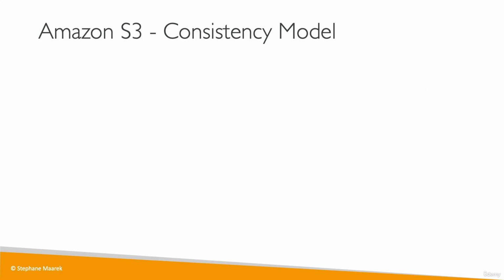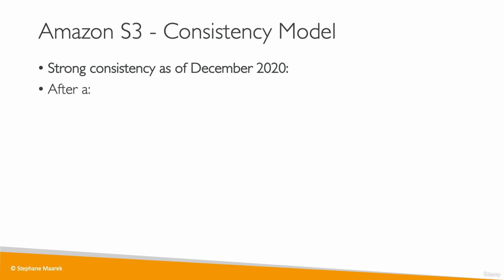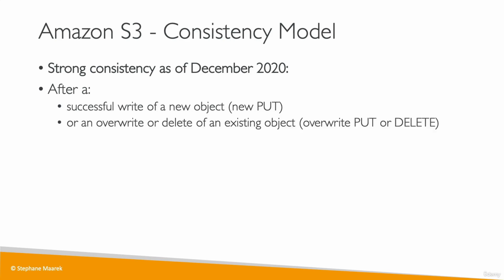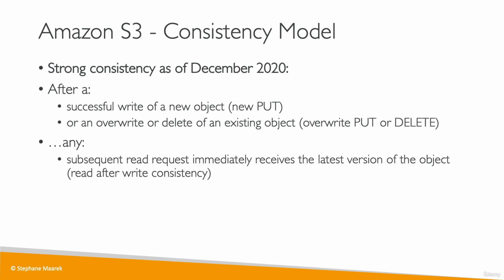So, how does S3 consistency work? Well, as of December 2020, there is now strong consistency on Amazon S3 for all operations. This is something that was different from before. So just remember that now it's very simple. All operations are strongly consistent. What does that mean? It means that after you do a successful write of a new object into Amazon S3, or after you overwrite or delete an existing object, anytime you do a read, read after write, you're going to receive the object that was just written. That used to not be the case, but now it is.